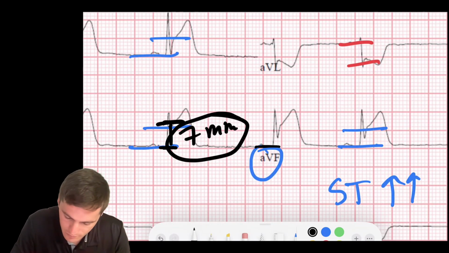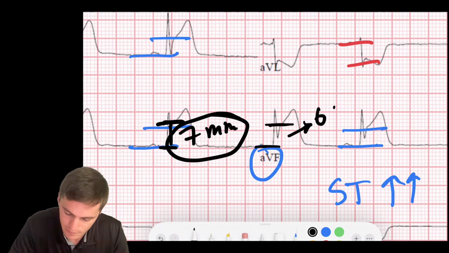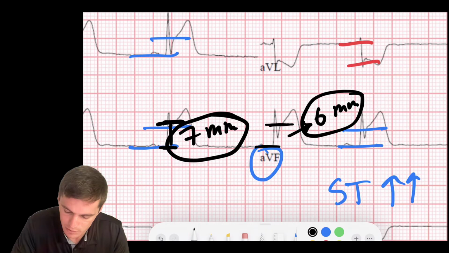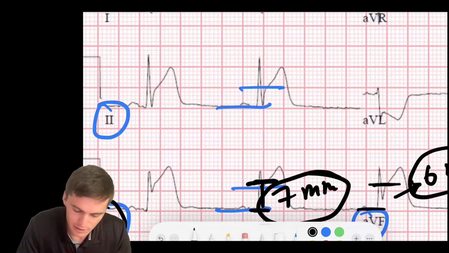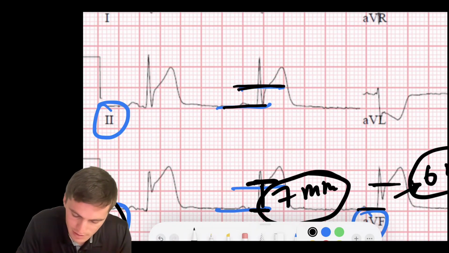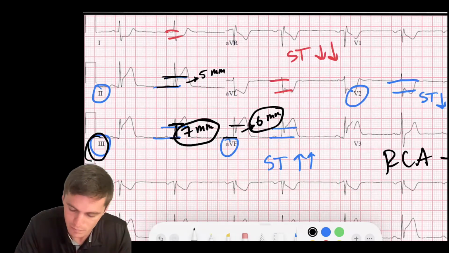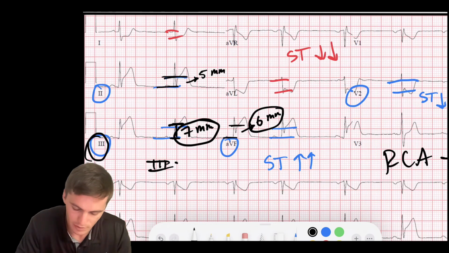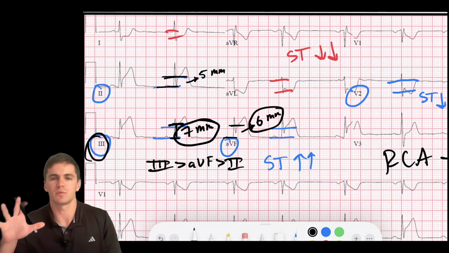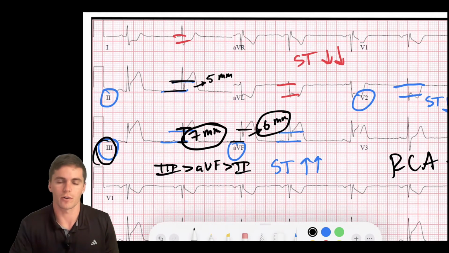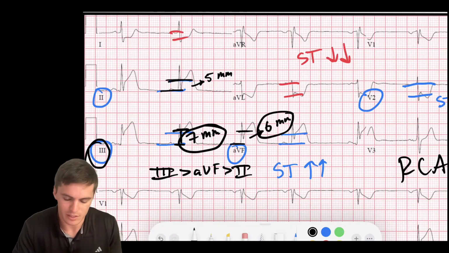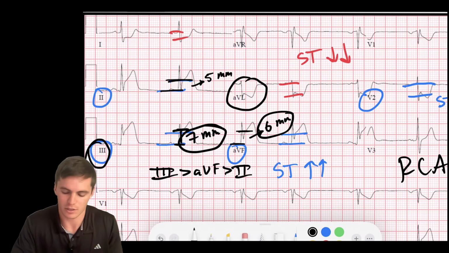In AVF, you've got ST segment elevation, but that's probably 6 millimeters. And then look at lead 2, you've got ST elevation, but that's like 5 millimeters. So here we've got 3 greater than AVF greater than 2, which really tells me this is right coronary artery, most likely.